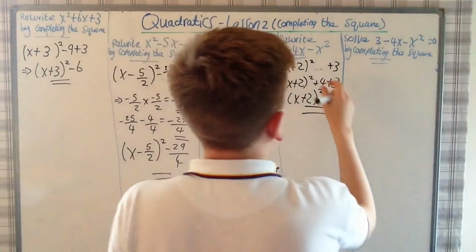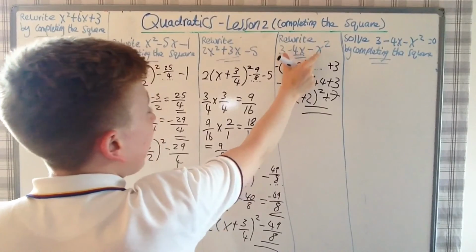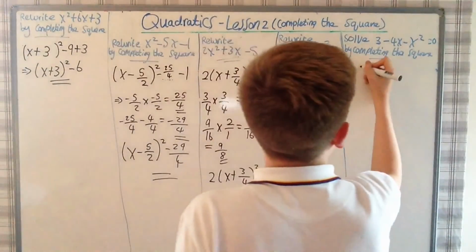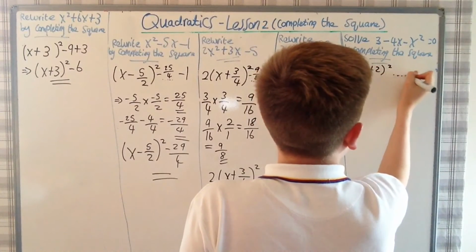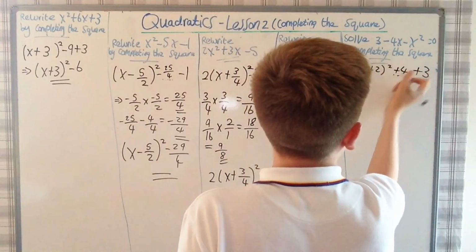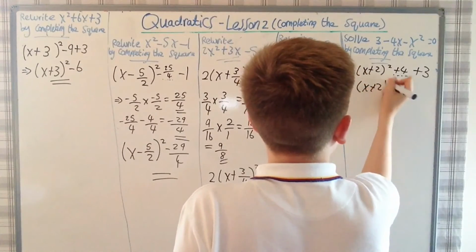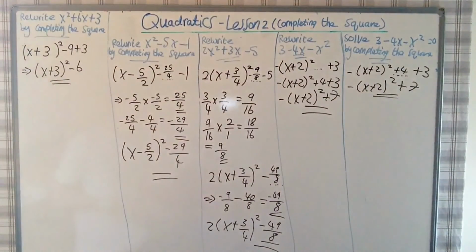So again, we're looking at this question here. It's the same question, okay? But we're solving it now. So remember what we did. Minus x plus 2 squared plus 3. This value here was actually a plus 4, we found out. So we got, okay, this was our answer, okay?